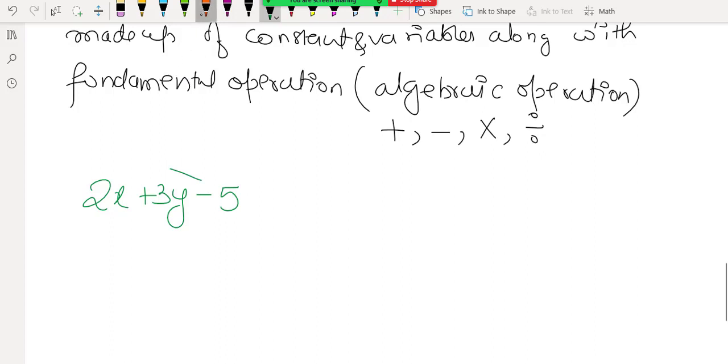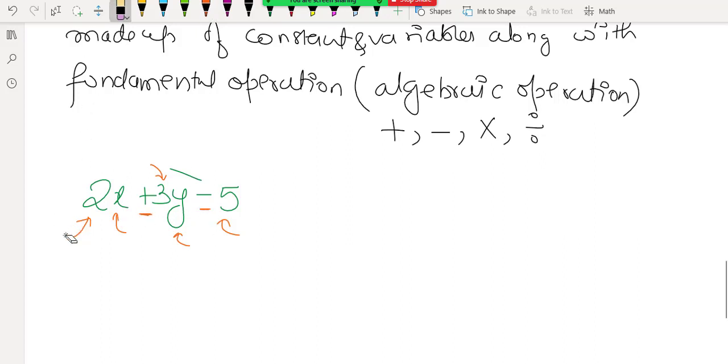Here we can see that 2 is what? Constant or variable? Constant. X is what? Constant or variable? Variable. 3 is what? Constant. Y is what? Variable. Minus 5 is what? Constant. And in between the constants and variables, we can see the plus and minus signs.